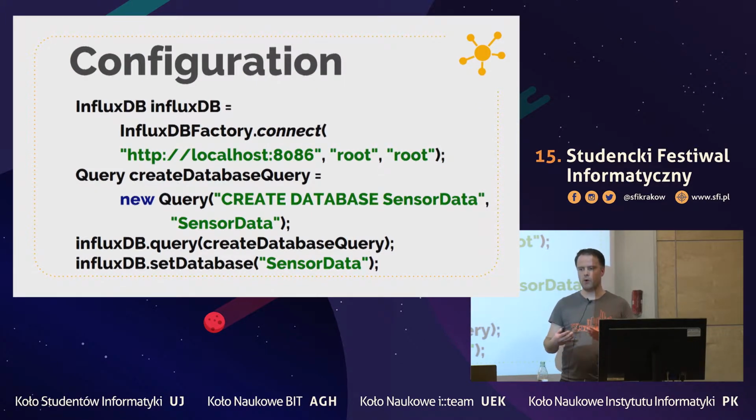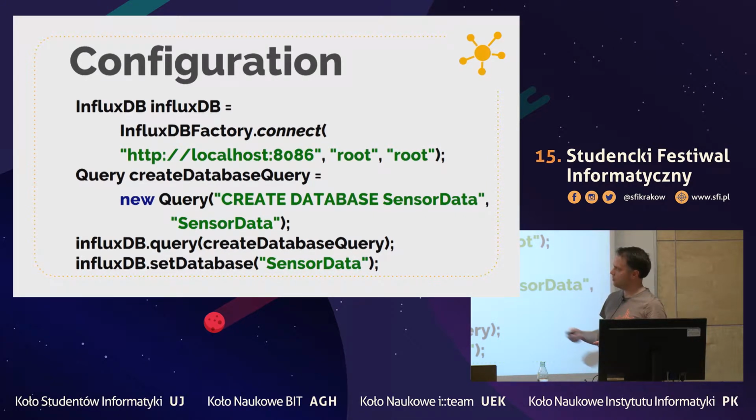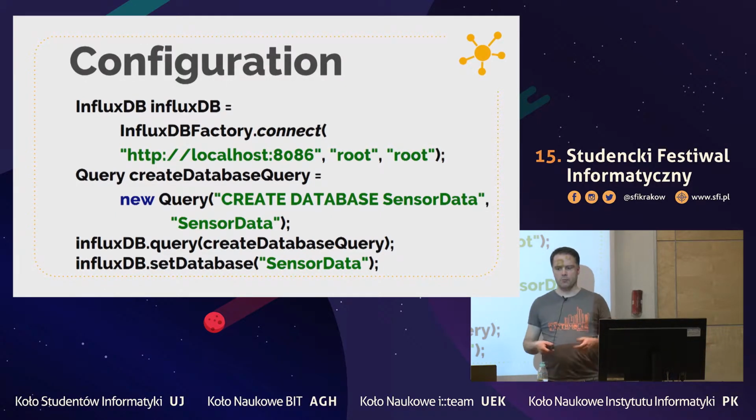So we'll start with the way of using the InfluxDB client from Java. And to do that, we first do some configuration. So we connect to InfluxDB. InfluxDB is running on the same machine on port 8086 with these credentials, super secure of course. Then we create a query basically to create the database where we want to store our data. And then we have to set the database which we want to use. And this is basically to configure, and then we're ready to go.